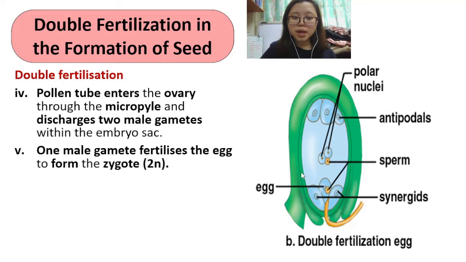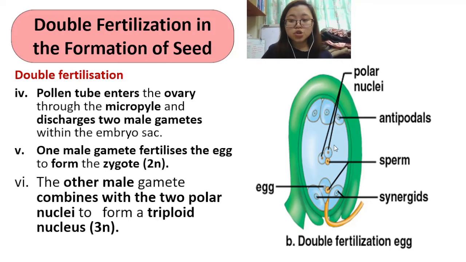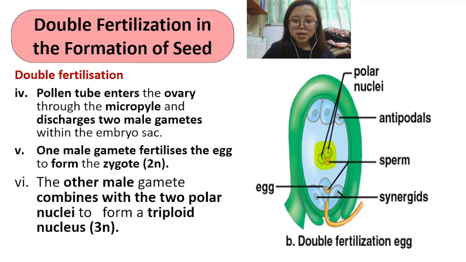Okay, one male gamete will fertilize the egg to form the zygote, and the other male gamete will combine with the two polar nuclei to form a triploid nucleus. So yang di tengah-tengah itu akan jadi triploid ataupun 3N nucleus. Okay, so this is the zygote in yellow. This is the triploid nucleus in the middle.